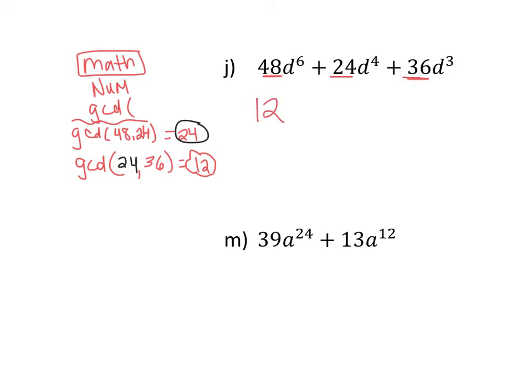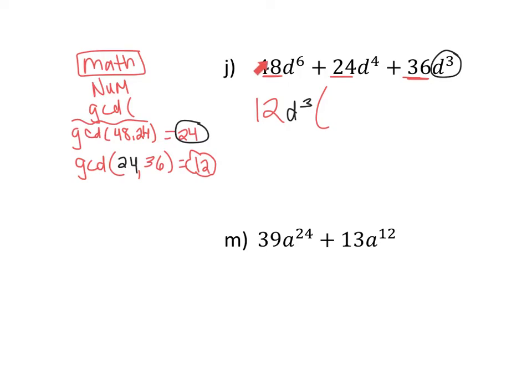You don't have to do it on your calculator. Okay, you can list out the factors if that's easier. Or a lot of us can do it in our heads. That's fine too. Just make sure you're pulling out the largest number you can. Okay. Variables, again, are done the same. Just pull the smallest one, which happens to be d to the third.